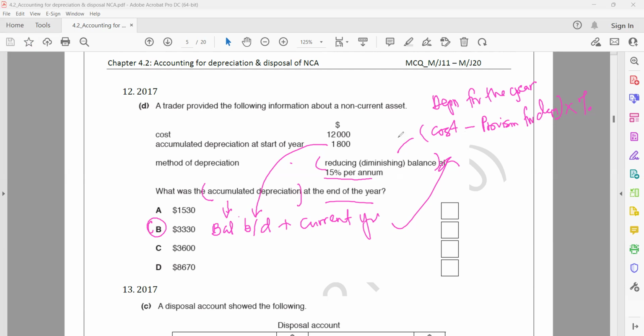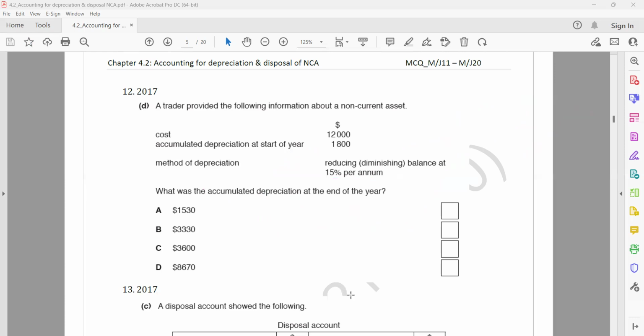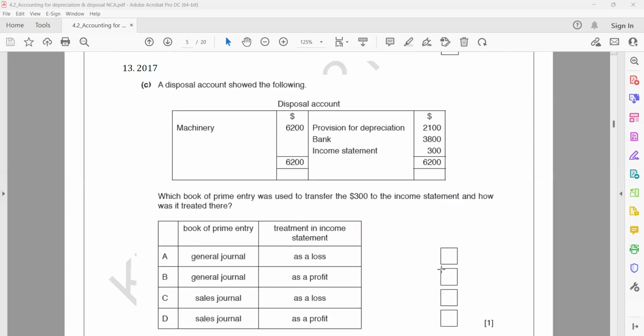So your calculation takes the 12,000 minus 1,008 and then times 15%. Okay. Get this amount, put into here, plus your 1,008. The answer is this one. B is correct. Okay, now let's continue. Okay, question 13.